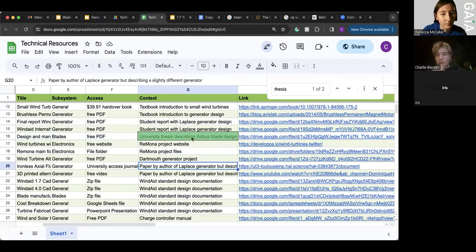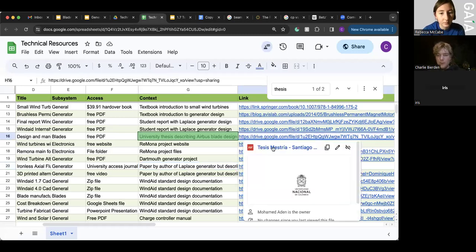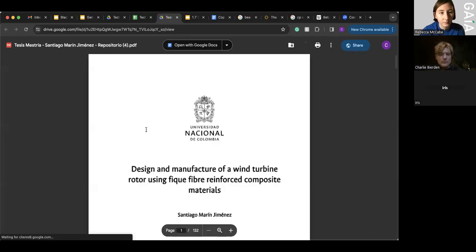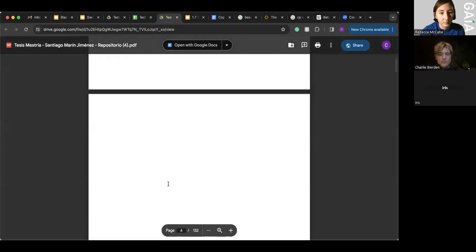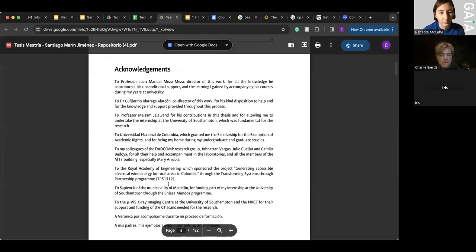University thesis describing Airbus blade design. So I'll click on it and see what it looks like. Yep.